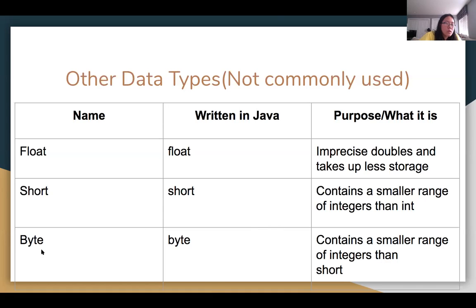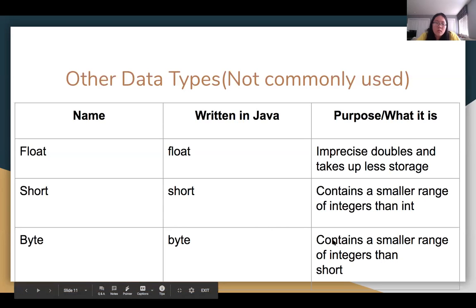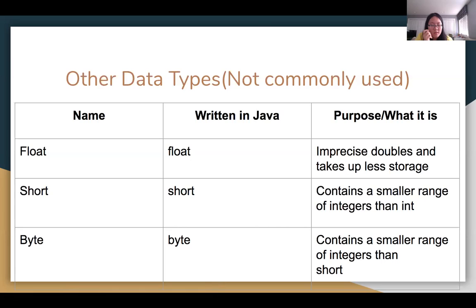Similar one to short, byte, and written in Java, it'd be byte with the lowercase b. This contains a smaller range of integers than short. So again, this is even less likely to be used, really, since you already have int and short and long. So there's kind of no point to using byte unless, again, you're trying to save storage or you're working with really small numbers.